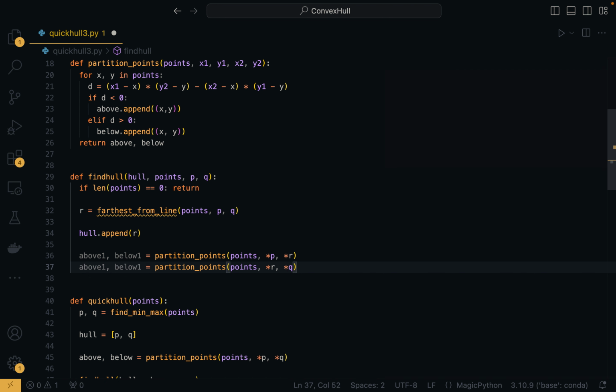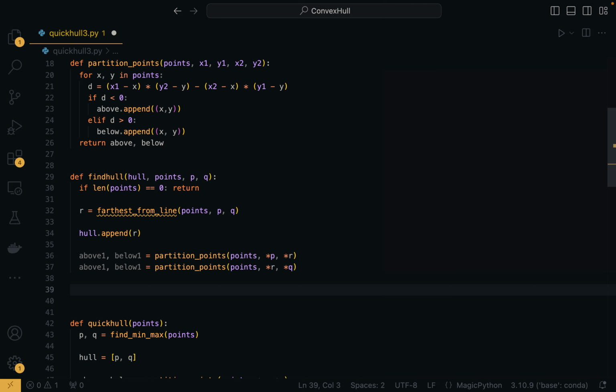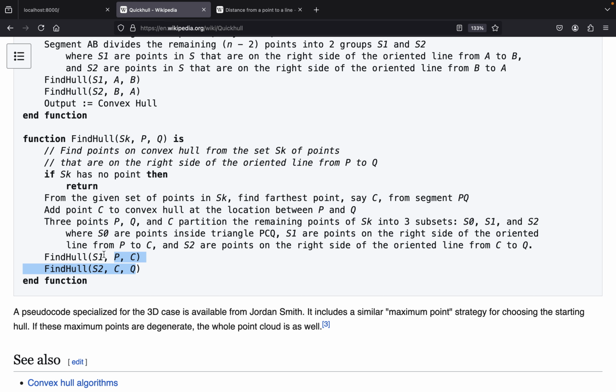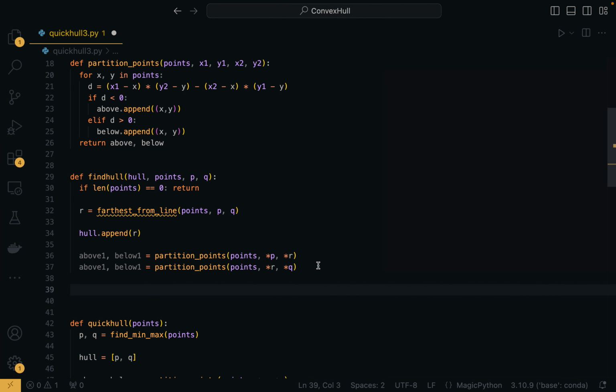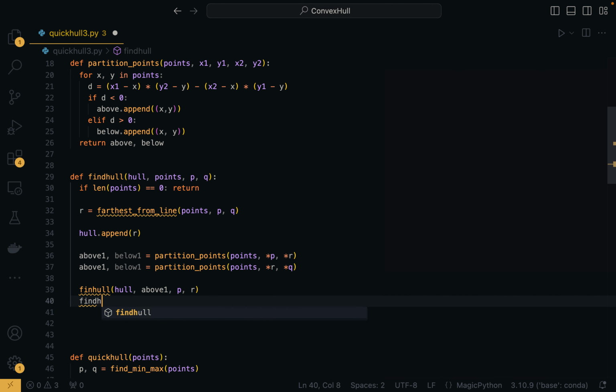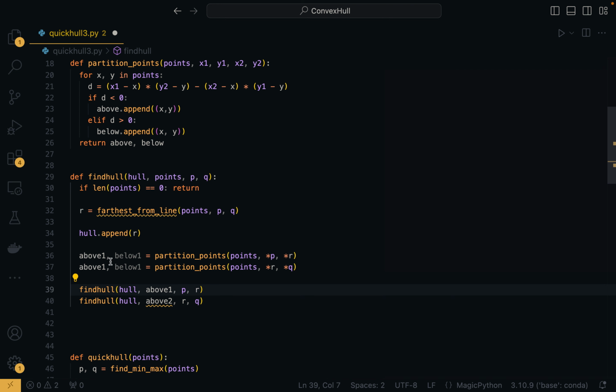And then what do we do next? Now we make our recursive call. So this is this point of the algorithm here. Now we just find hull with this setup. So we say find_hull with hull and above1, and our new endpoints will be P and R, and find_hull with above2, R and Q. Sorry, need to update these over here.